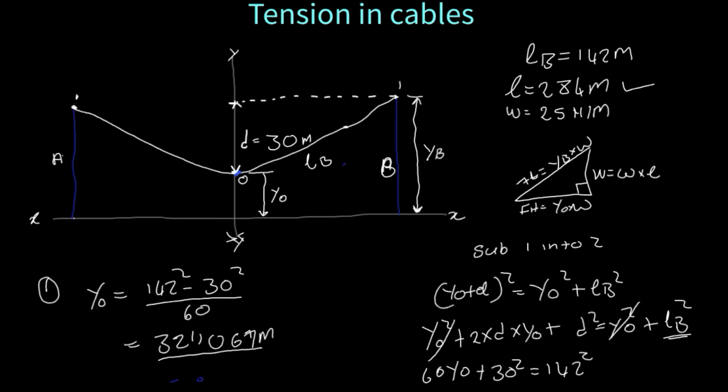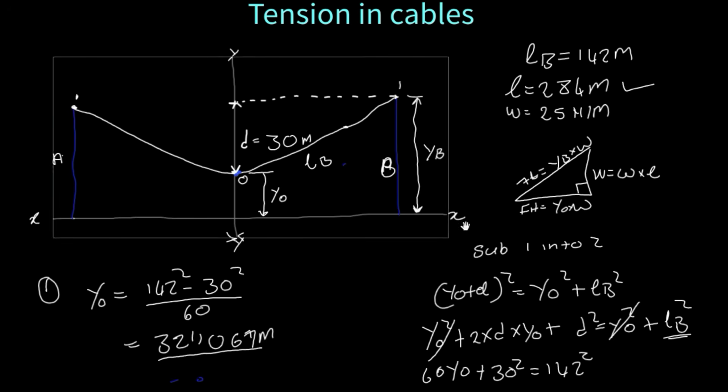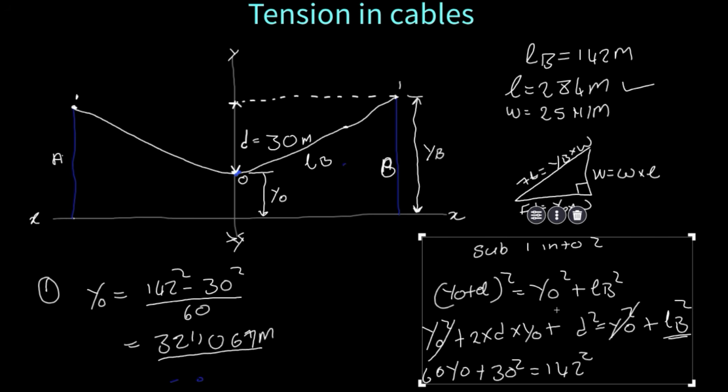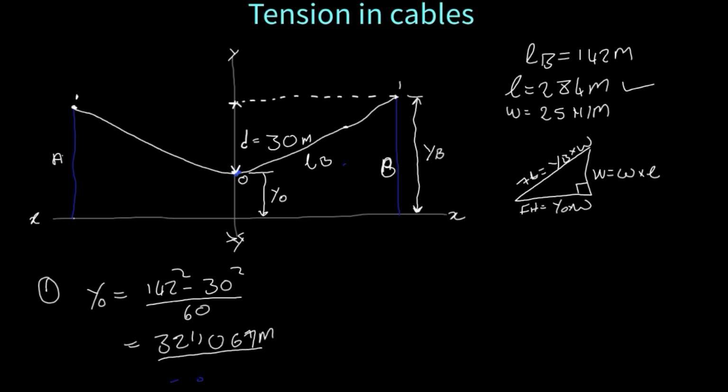We are looking for yb, so we can calculate the maximum tension on the cable. And the maximum tension, we said, is found at the top of the tower. yb is equal to d plus yo. This is 30, this is 321.067, which gives 351.067.